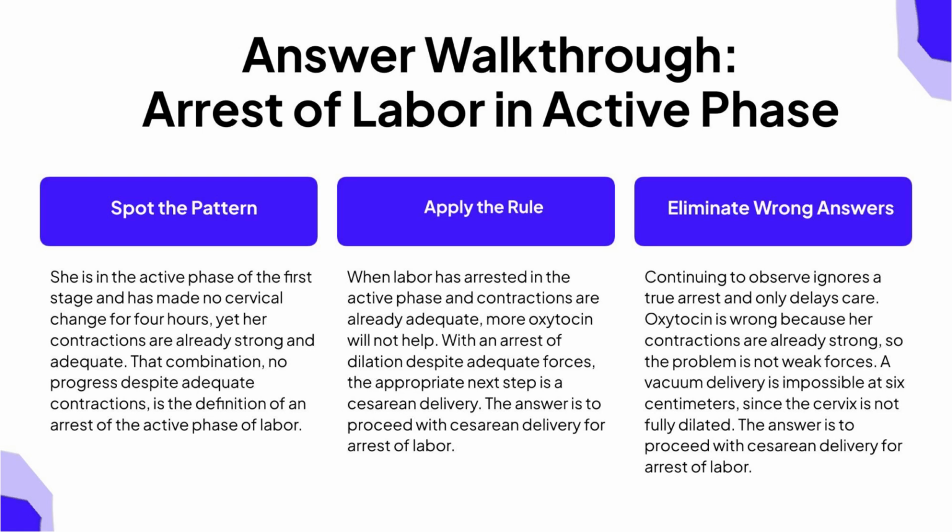Placing a vacuum is not even possible at 6 centimeters because a vacuum or forceps delivery requires the cervix to be fully dilated. The correct answer is to proceed with cesarean delivery for arrest of labor. Notice how comparing the 2 exams and checking the contraction strength pointed you straight to it.